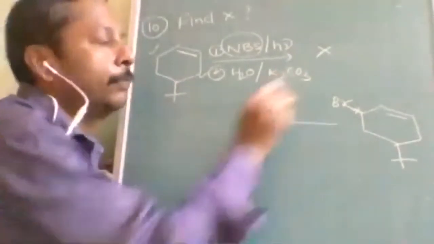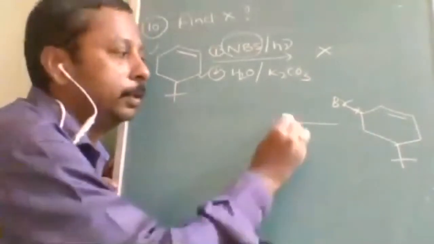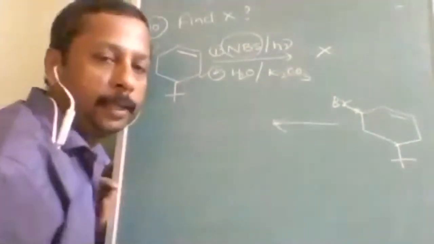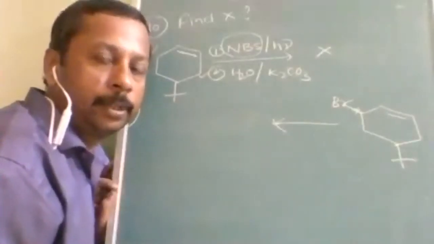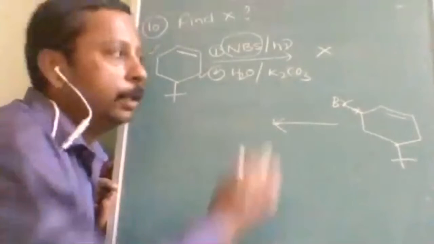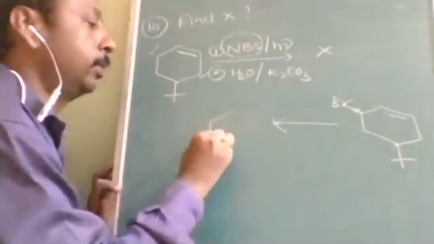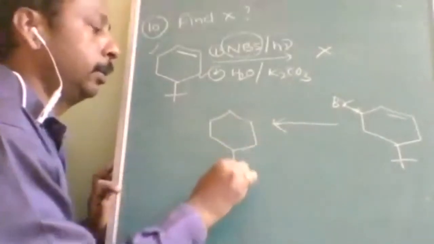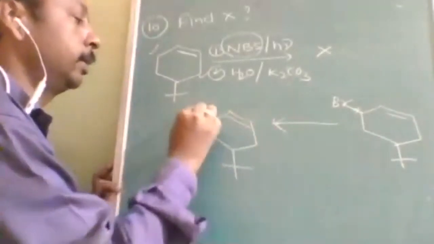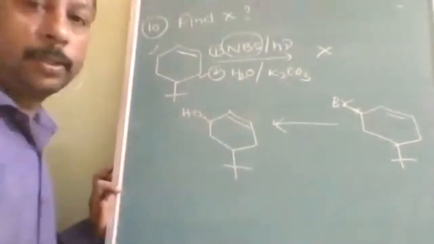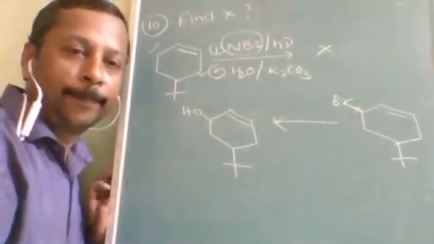Instead of KOH, he has used K2CO3 to confuse you. This is also an alkaline, basic medium. In that, substitution will take place. Br will be eliminated and OH will be substituted. This double bond remains as it is, and this is the OH. So accordingly, you can select the option.